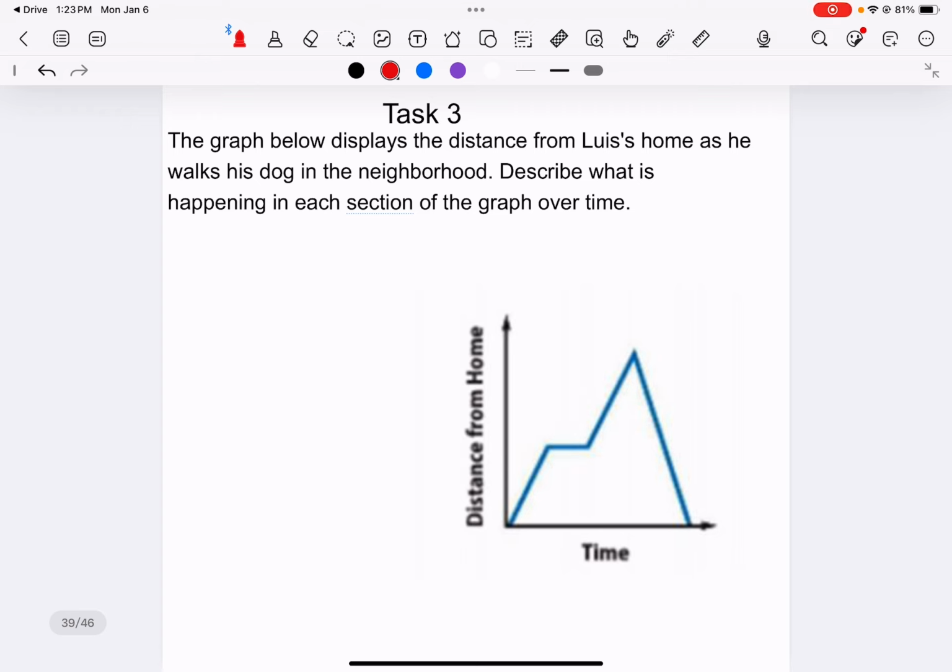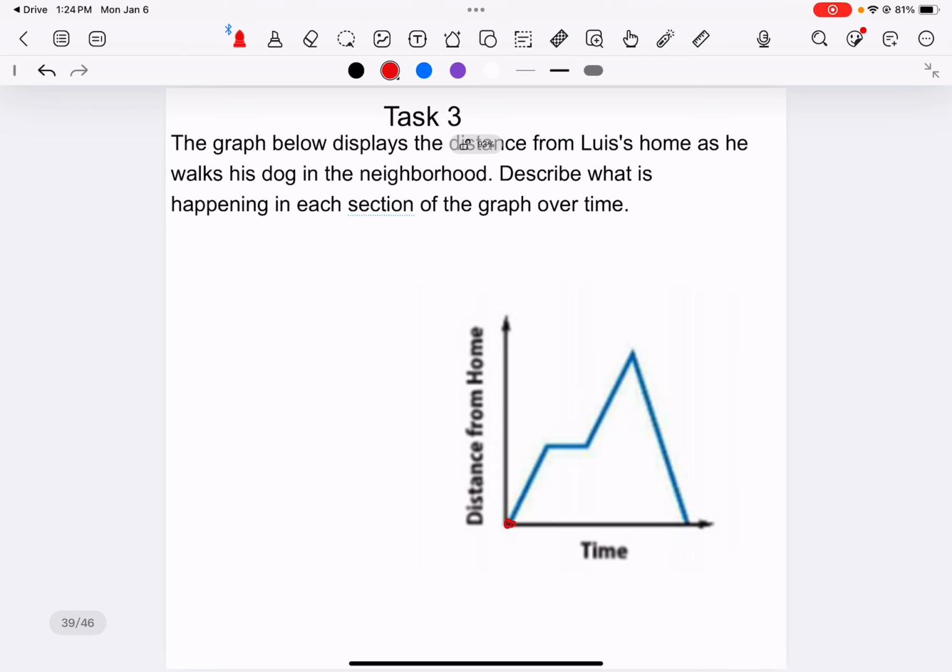The graph below displays the distance from Lewis's house as he walks his dog in the neighborhood. Describe what is happening in each section of the graph over time. So to start, we notice his graph is at the origin, so his distance from home is 0 and his time is 0. So he starts by walking away from his home. We know this because the graph is increasing, so his distance from home is increasing.